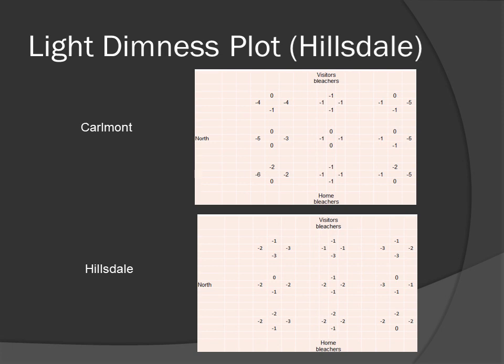Same thing with the opposite side of the field. Carmont goes -4, -5, -6. Hillsdale is -2, -2, -2. Again, they don't have a dark end zone, so you can take pictures from that direction. So this is how you start using this. Like, okay, I don't want to shoot in Carmont's end zone, but I can shoot in Hillsdale's end zone.